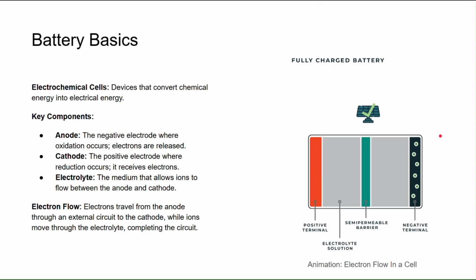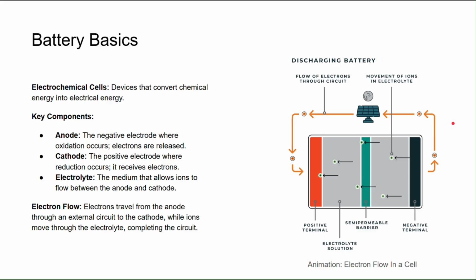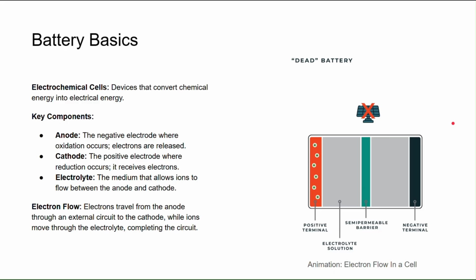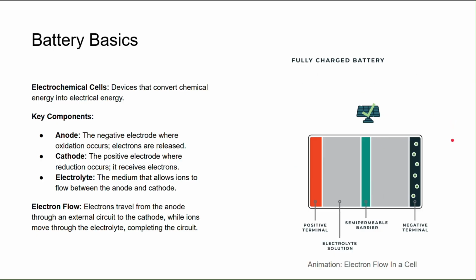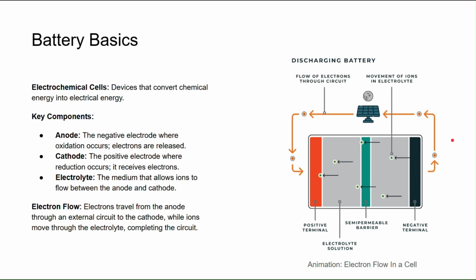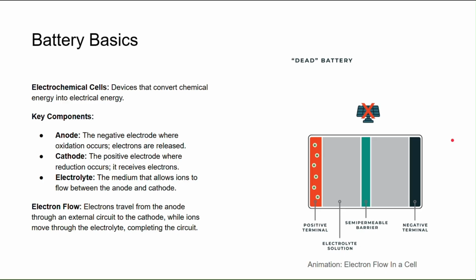So, first we have electrochemical cells. These are devices that convert chemical energy into electrical energy through chemical reactions. Each cell is made up of two electrodes, the anode and the cathode, along with an electrolyte. When the cell is in use, a chemical reaction occurs, releasing energy that generates a flow of electrons.